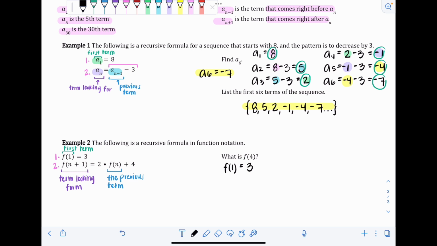And then next I'm going to find f of 2. So f of 2 is going to be, this is the rule that we have. So whatever the previous term is goes right here. So it's going to be 2 times the previous term. So 2 times the previous term was 3. And then after that, there was the plus 4.